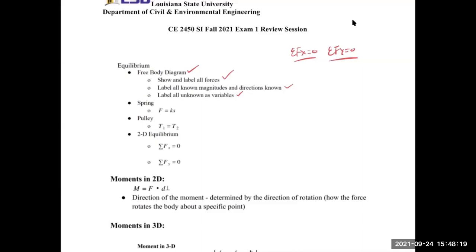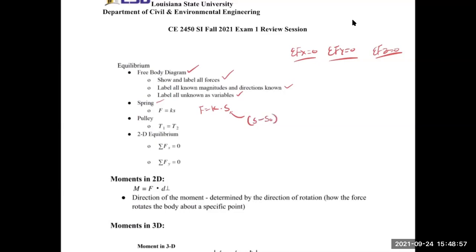I don't think he will give you a 3D equilibrium problem to work on, but if he did, you have to know how to do summation of the force in the z. Another type of equilibrium problem is the spring. If he gives you a spring, the force of the spring equals the spring constant multiplied by S, where S is the spring stretch, which is the final length of the spring minus the initial length.